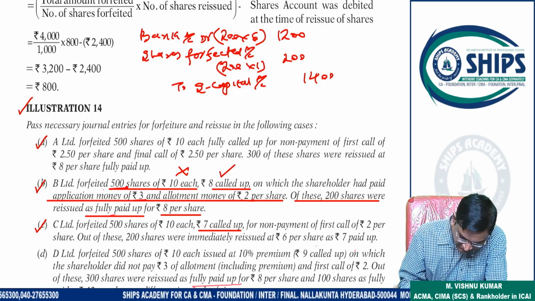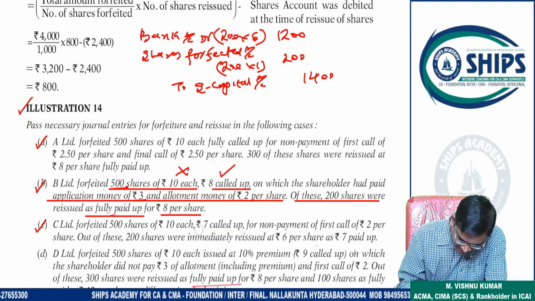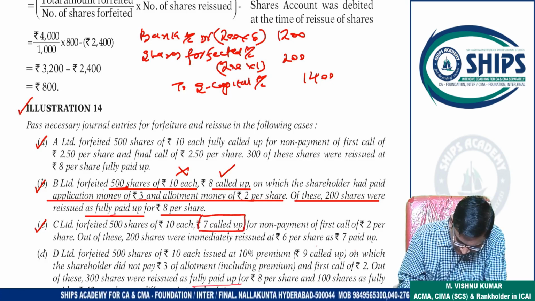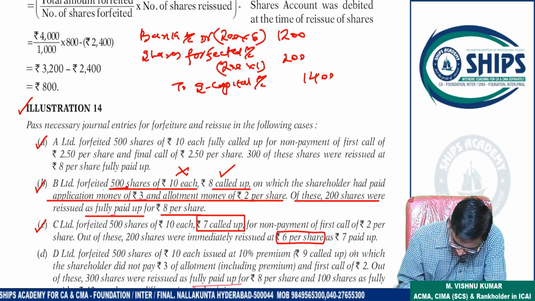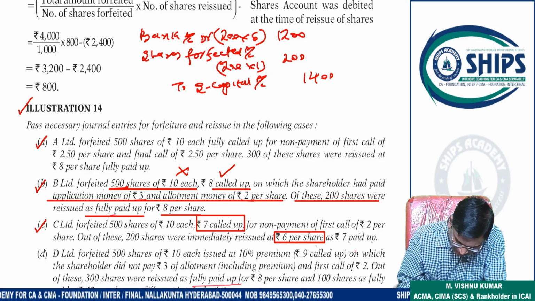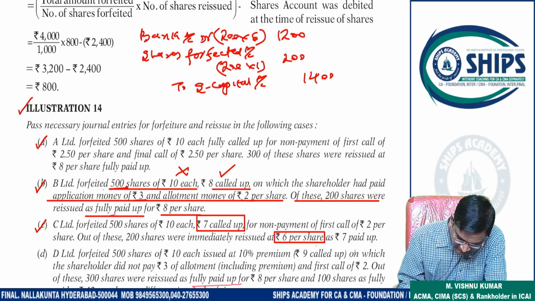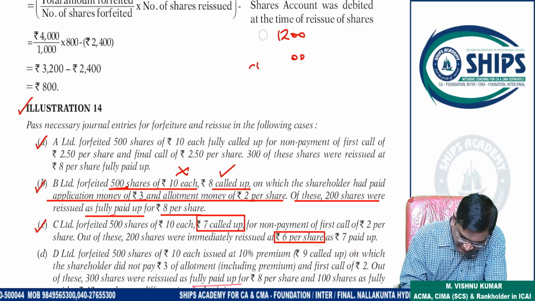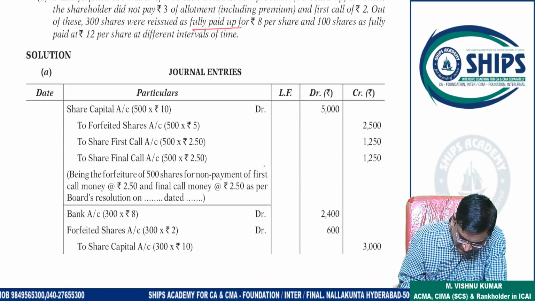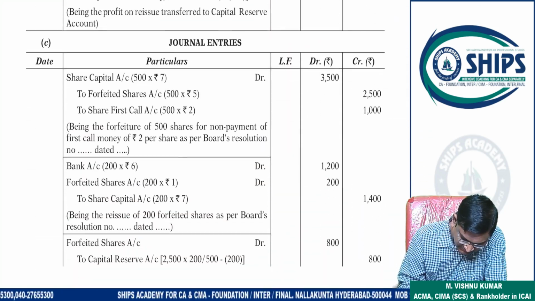Now how much is the gain we have to calculate? Before reissue 7 received, on reissue 6 received, total how much? 13. Here the total is 13. So 13 minus face value will be the gain. This is the entry for C.